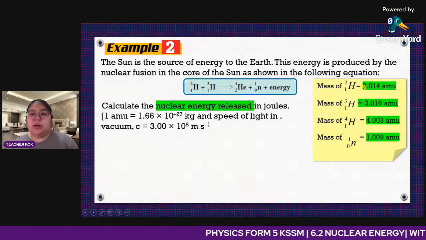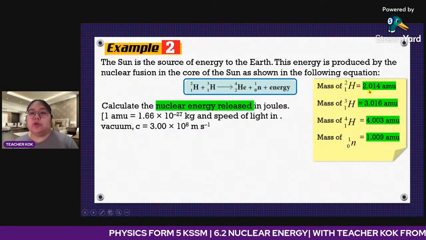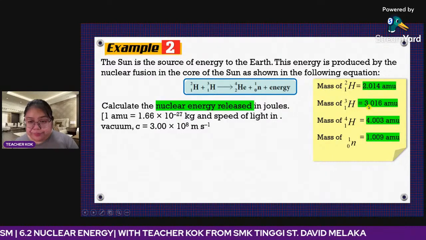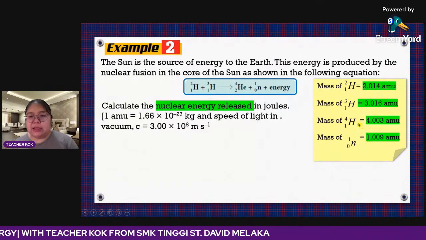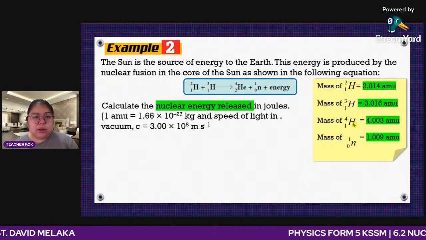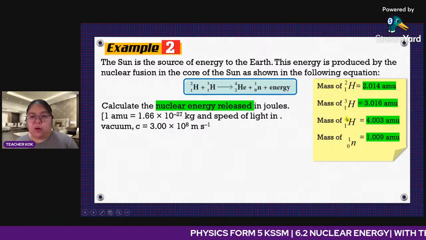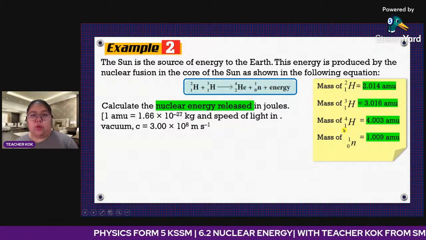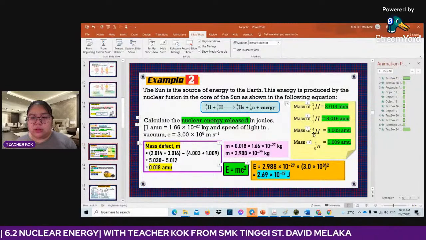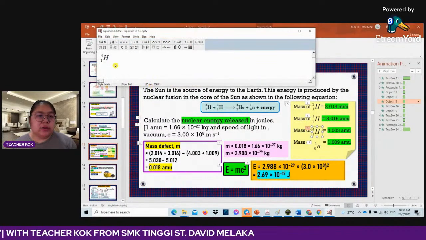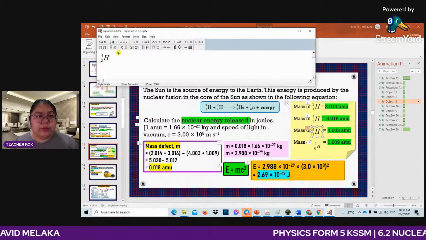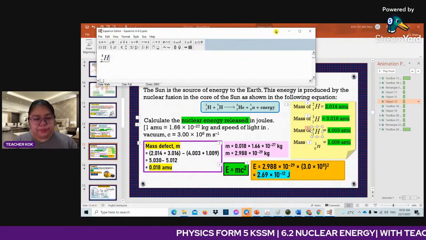So this should be the info. First one, the deuterium is 2.014, then there's the tritium. After that, they give you the helium. I think this one got a little bit of a problem. The helium is not 4.2, not 4.1. I have to change it, because of a typing mistake. There's a 4.2. Then this one should be the helium.